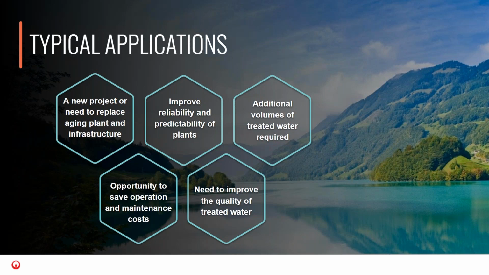Here are some examples of why a plant will consider refurbishing or replacing existing water treatment systems or components. Perhaps a system has reached the end of its useful life. It's no longer reliable. Treated water requirements, either volume and/or quality, have increased in order to meet production demands. Or maybe technology upgrades are required to improve operating and maintenance costs.